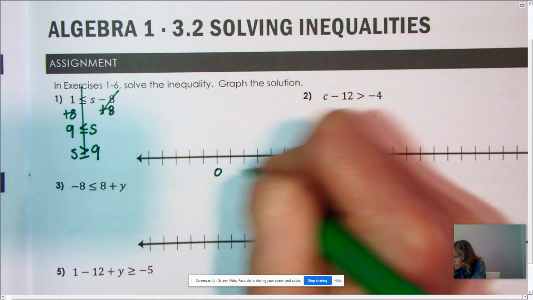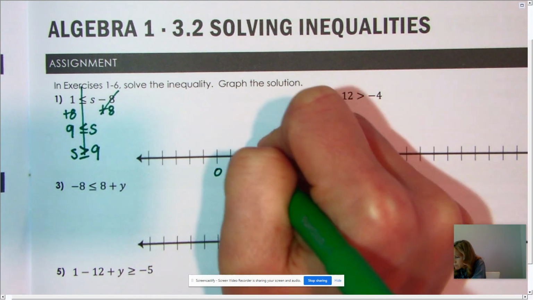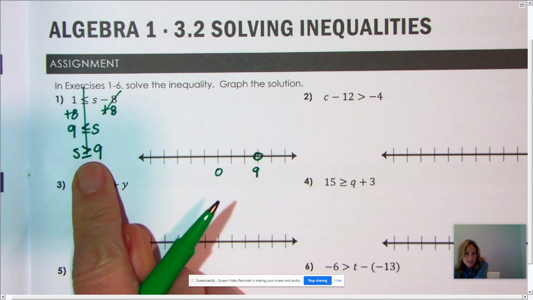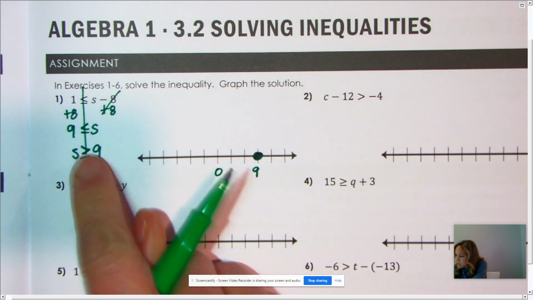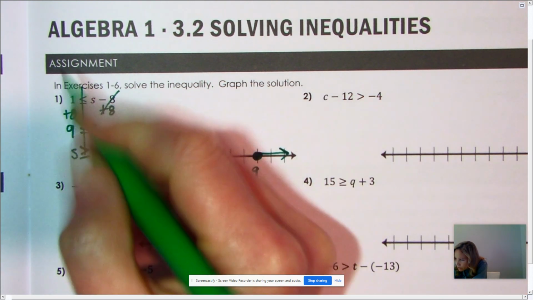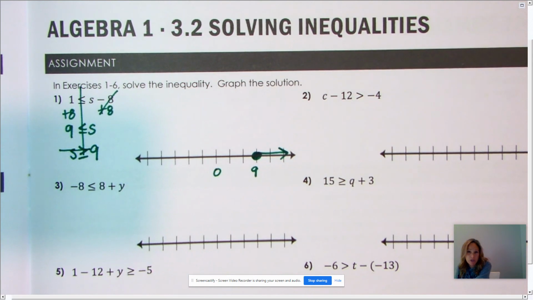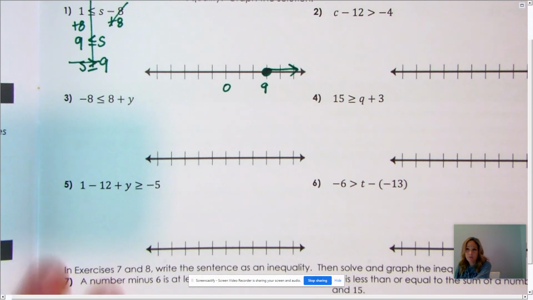So for my students, I'd put a 0 there. I'd put a 9 there. We always put a circle. We check to see, is it equal to? Yes. So I color it in. And then S is greater than, or you can, again, use the little arrow trick and it goes to the right. All right, we're going to skip number 2, but the problem is pretty similar.